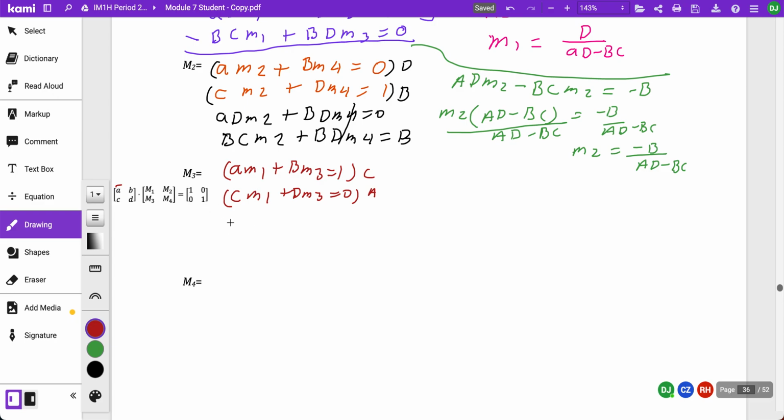So what will that look like? Well, bottom right here will be ACM1. Next one will also, I'm going to do the whole row. My apologies. BCM3, and this will equal C.